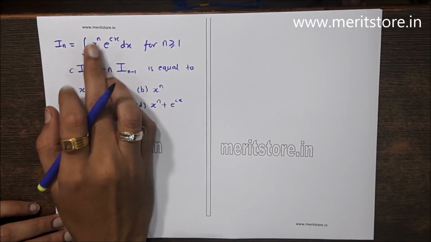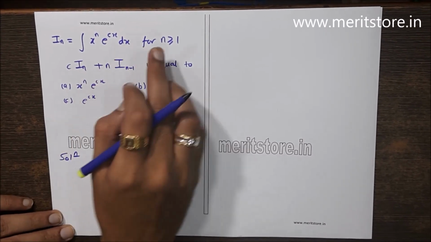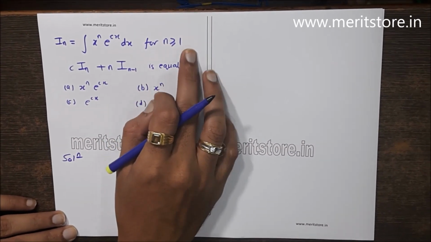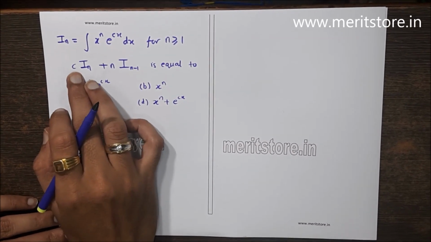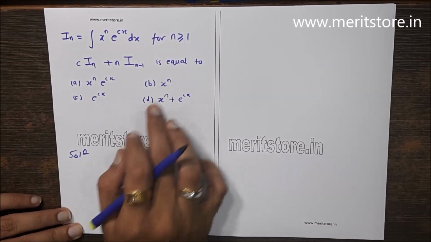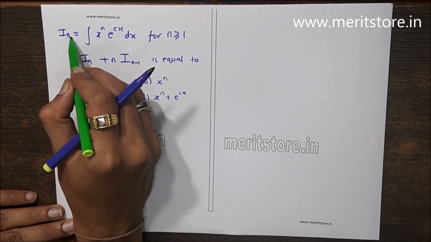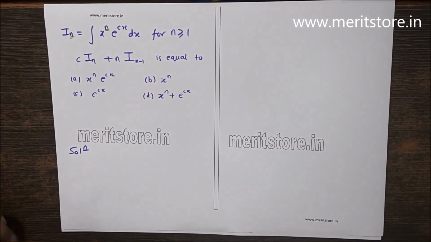In equals the integral of x raised to n e raised to cx with respect to x, for n more than or equal to 1. We have to find the value of c In plus n In minus 1 equals any one of these options. Observe the n's have the behavior with these x's.